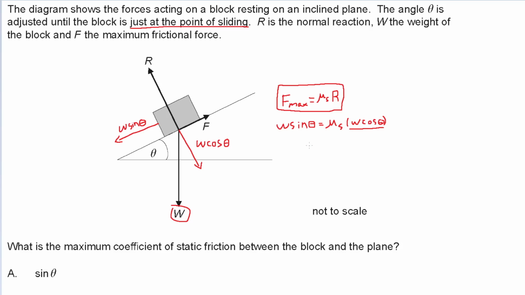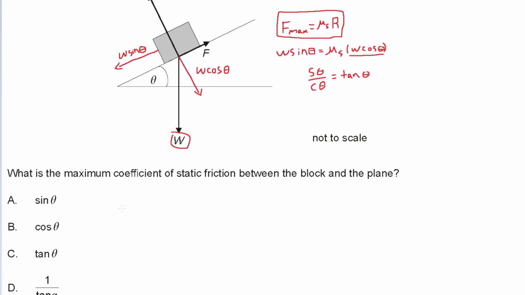W's are going to cancel. So it's sine of theta over cosine of theta. And hopefully you recall that that is equal to tangent of theta. So tangent of theta is going to be the answer. That's answer choice C.